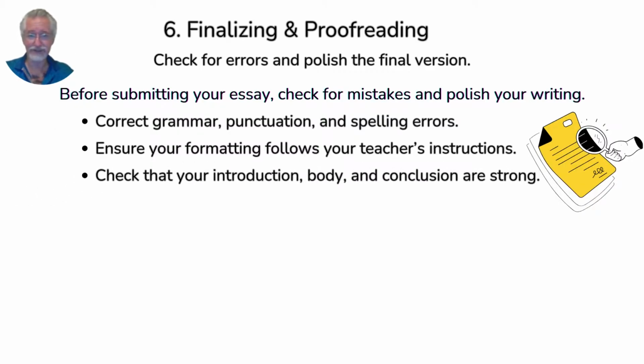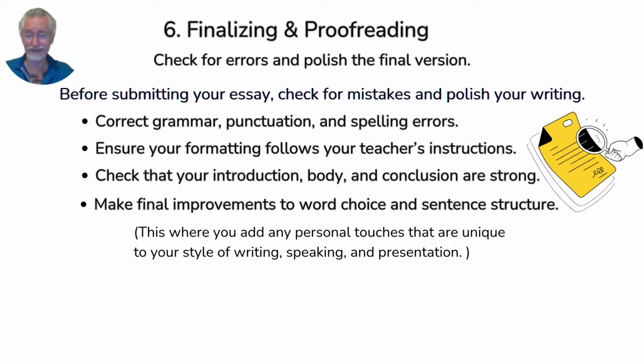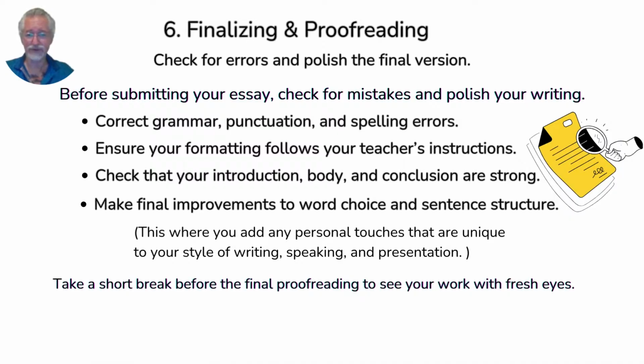Check that your introduction, body, and conclusion are strong, and make any final improvements to your word choice and sentence structure. This is where you can add any personal touches that are unique to your style of writing, speaking, and presenting. The other thing is, once you've done this, take a short break before the final proofreading to see your work with fresh eyes. If you do it straight away, you will glance over mistakes that you've made. If you take a break, then come back and do it, you'll see it through fresh eyes and you're more likely to pick up any mistakes and errors.